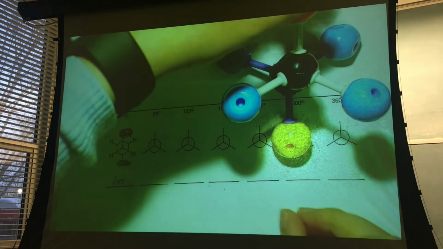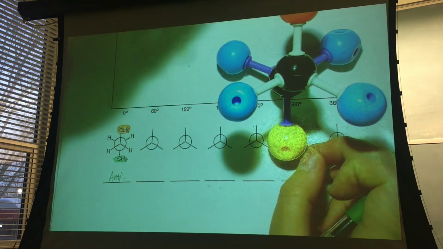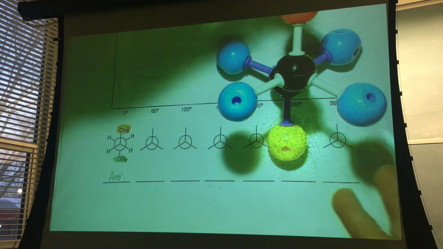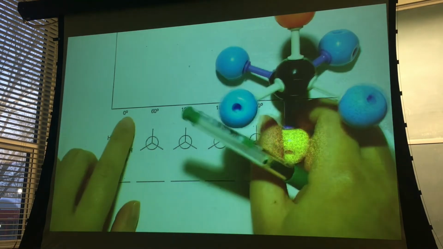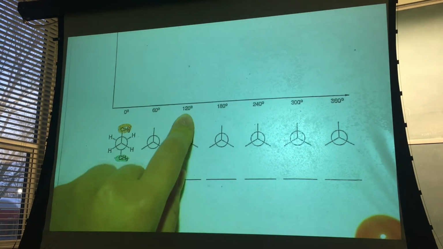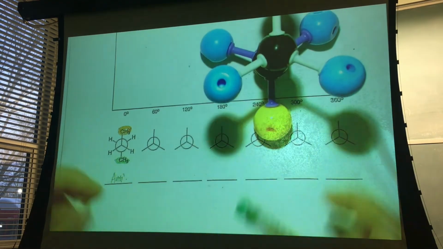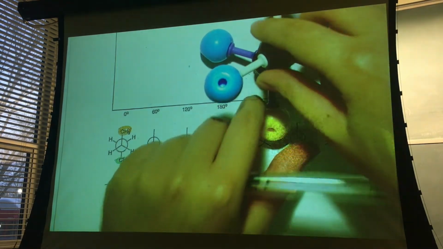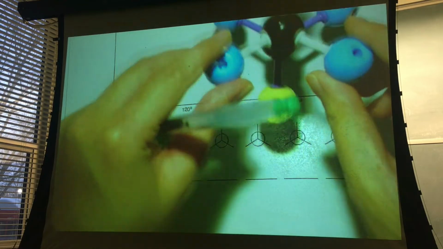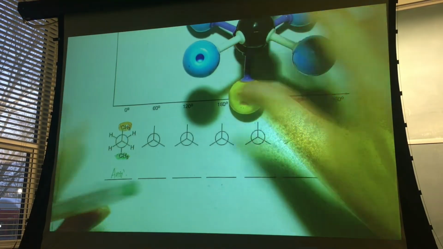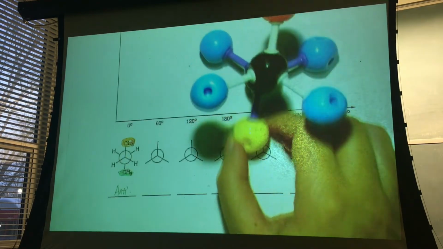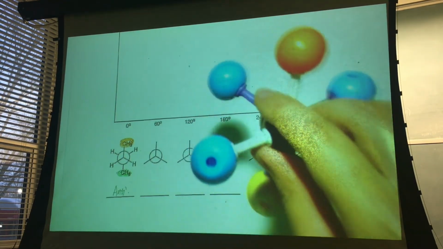Anti means your large groups, which in this case are our two methyl groups, are in opposite positions to each other. After that, we are going to start to rotate. That's why we have 60, 120, 180 degrees here. The first thing we want to do is fix one carbon and then rotate the other one. Otherwise, it's going to take forever. So we're going to fix the front carbon.